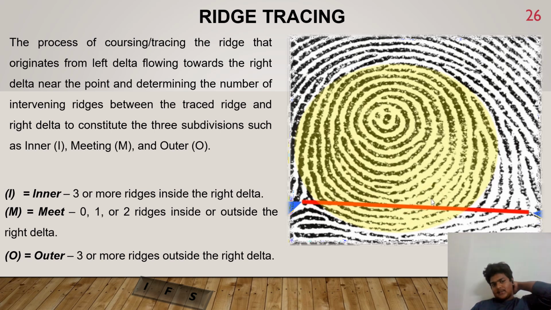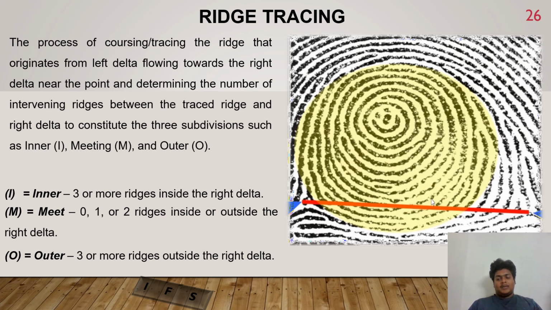Next, we have ridge tracing. Ridge tracing is the process of tracing the ridges that flow from one delta to another delta. The ridges that originate mainly from the left delta flow towards the right delta. The intervening ridges between these deltas are considered. So these ridges are traced.